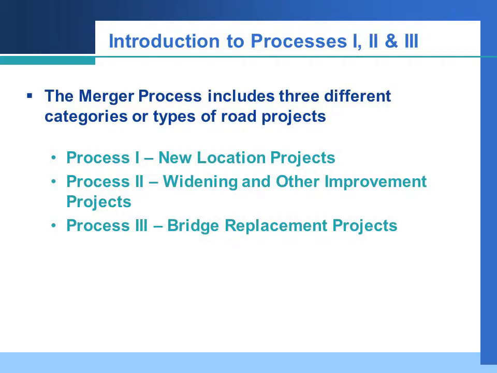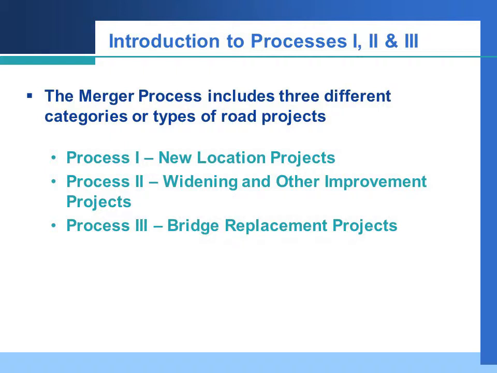Process 1 is used for new location projects. New location projects are those that include a road or road segment with an area other than an existing road corridor. An example would be a proposed bypass that is on a new location and doesn't just upgrade an existing road. Process 2 includes those projects that widen or upgrade existing road corridors. Development of a new interstate highway that involved just the upgrading of an existing road could be a Process 2 project. Process 3 is used for bridge replacement projects.